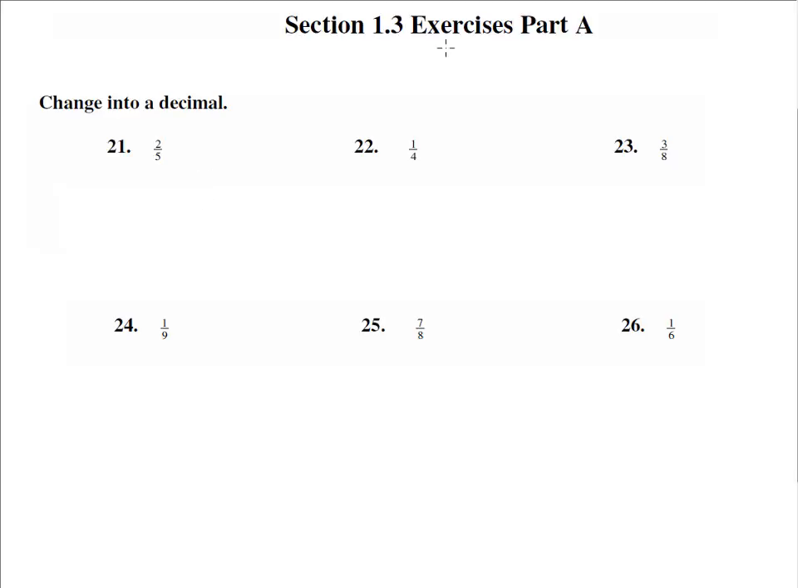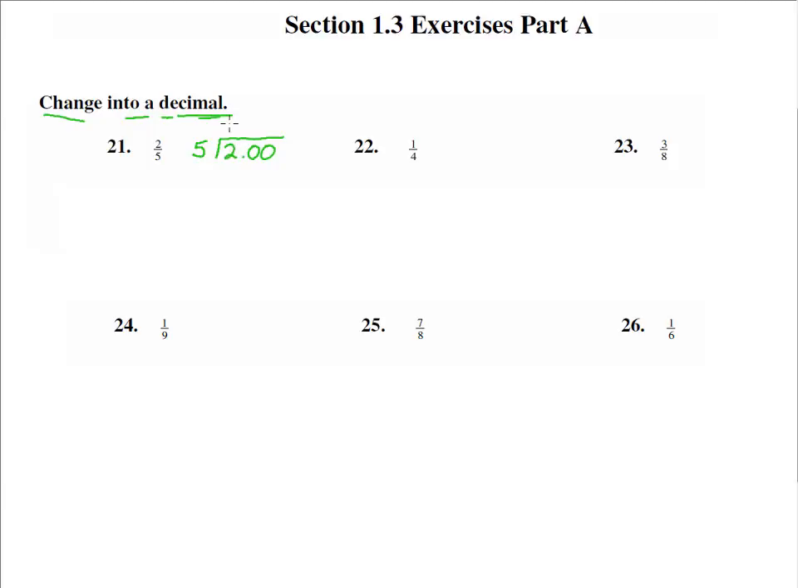Here we are in section 1.3 exercises, part A, with the answers to number 21 through 26 and the solutions thereof. Number 21, it says change into a decimal. That means we have to do the long division. Now we are going to follow the algorithm where we go 2 divided by 5. If you've seen it done another way, that's perfectly fine. We ask you to watch the videos that will connect you to the other ways of doing long division and this way of doing long division so you can see where the numbers are and make sense of this solution.